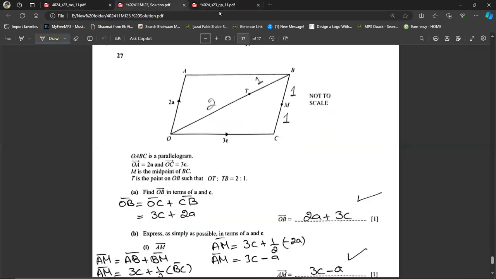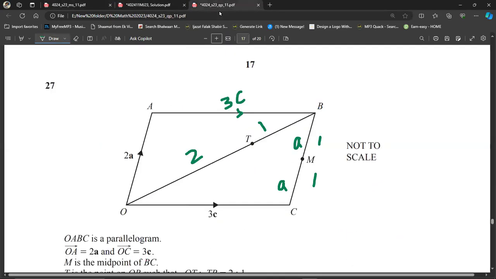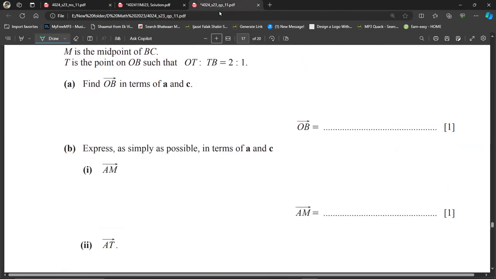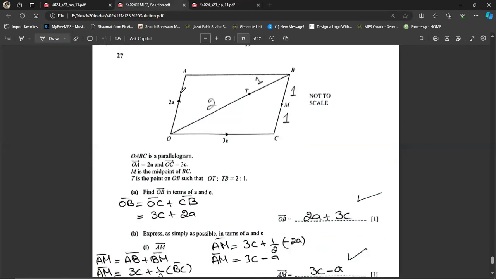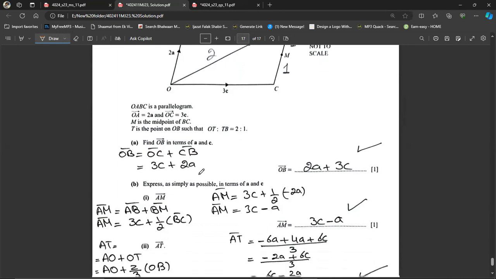2A plus 3C is the right answer, sir. Then in the next part, he says, express as simply as possible in terms of A and C. They want me to find out AM, to go from A to M. Very simple. From A, you can go to B. From B, you can go to M. From A to B is 3C, and from B to M will be minus A. Let me show you here.